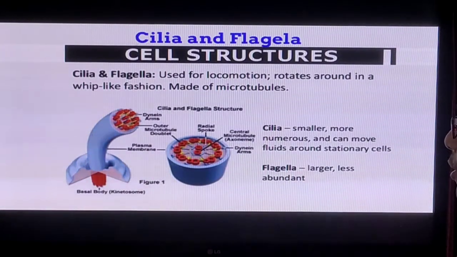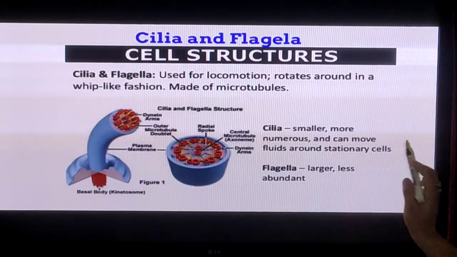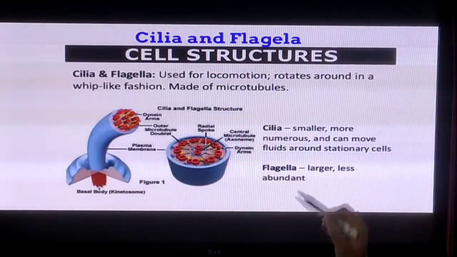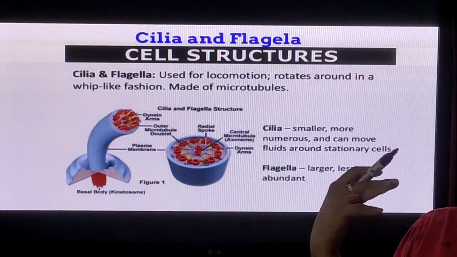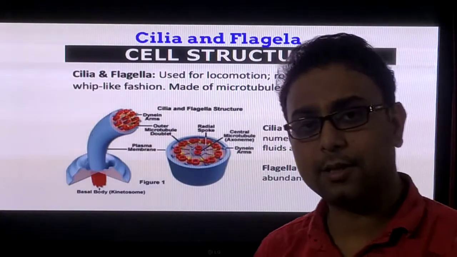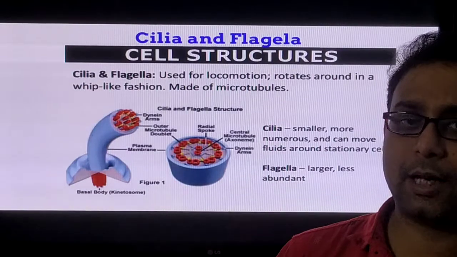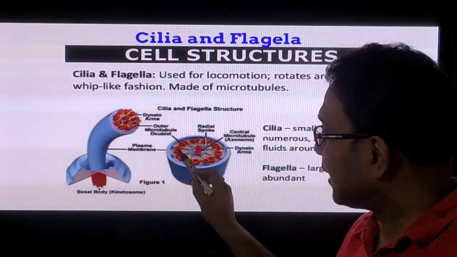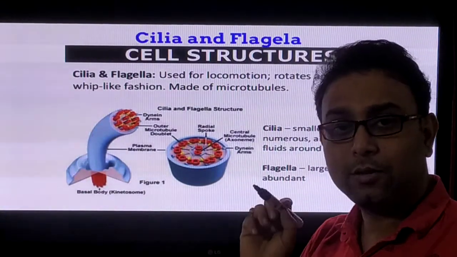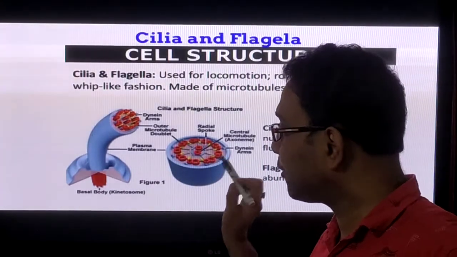The main important point is that cilia are smaller, more numerous, and can move fluids around stationary cells. On the other hand, flagella are larger and less abundant, and flagella are made of flagellin protein. But structurally, you observe that cilia and flagella are both made up of microtubules, and the microtubules are arranged in what is called the 9+2 arrangement. That is the most important feature of cilia and flagella.